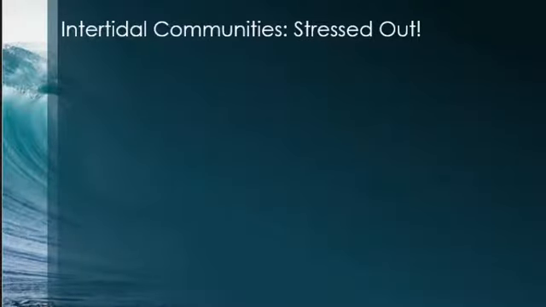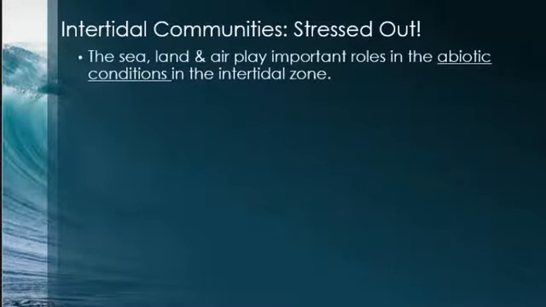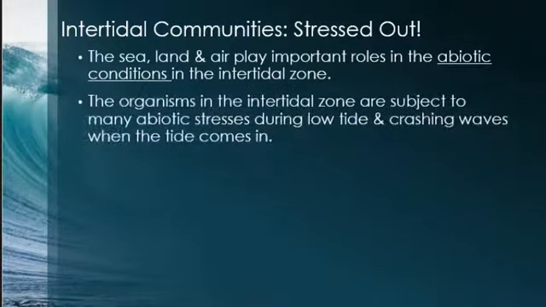Okay, intertidal communities, they're stressed out, all right, because they've got things to deal with. Think about it. They have salt, then they have no salt. They have sunlight and temperature, and then they're cold under the water. You see all these different things. Inundation versus drying out. So the sea, land, and air play important roles in the abiotic conditions. We all remember what abiotic is. That was on your quiz, yeah? The non-living things, right? So those would be water, salt, temperature, sunshine, seasonal changes. Storms, yeah. The organisms in the intertidal zone are subject to many abiotic stresses during low tide.